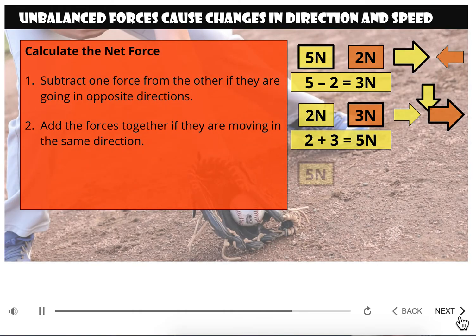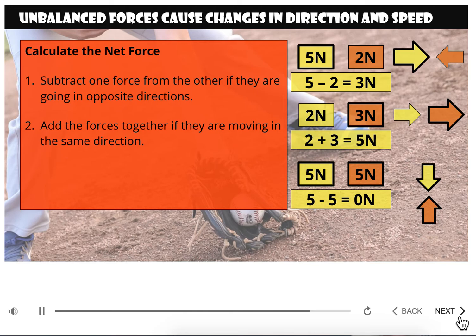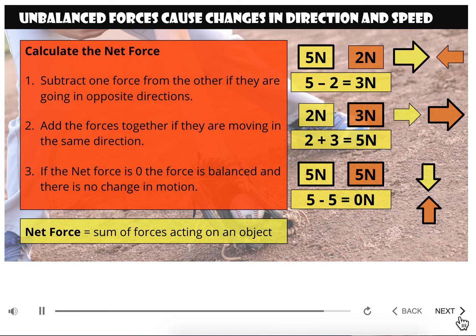If there is a force of an object moving at 5 newtons down and a force of 5 newtons up, these two forces will be balanced. 5 newtons minus 5 newtons equals 0 newtons. If the net force is 0, the forces are balanced and there is no change in motion. A player catches the ball in their mitt and ends the inning.